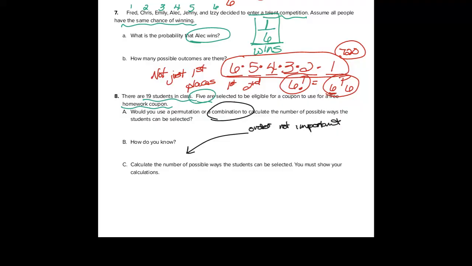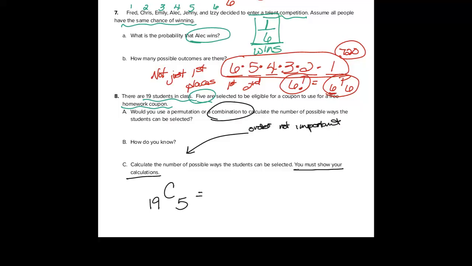So calculate the number of possible ways the students can be selected. You must show your calculations. I did not show you how to do those calculations. You will have, hopefully, those yellow calculators. So you always start with the total, 19, and maybe I will show you how to do it now. It is a combination, and we want 5 taken at a time.